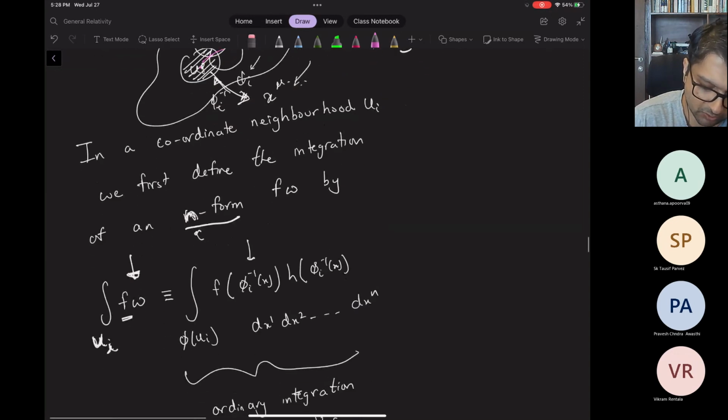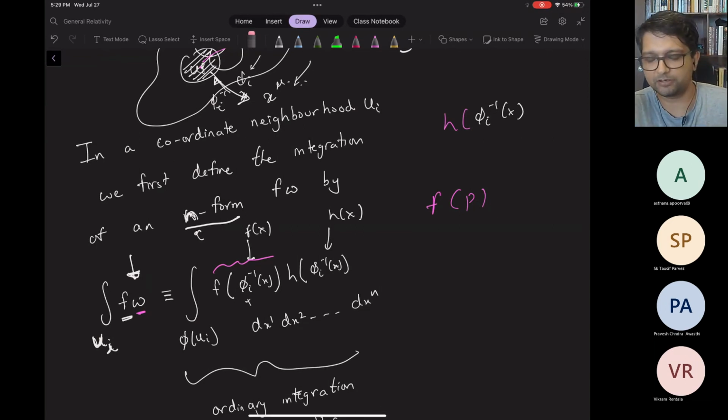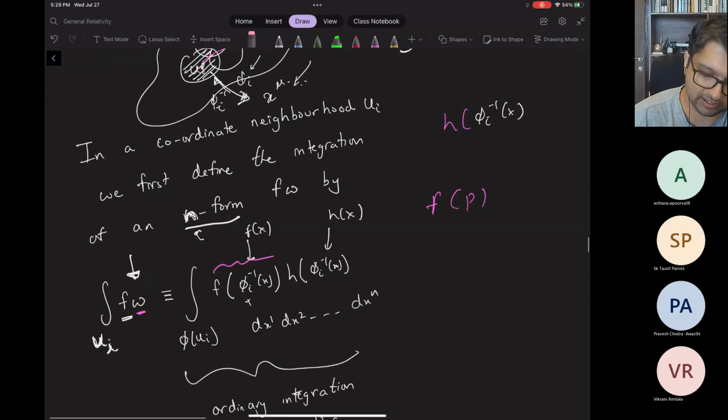Now we take f of phi I inverse x, which is the same as f of p, and we multiply by omega. We assume this n-form can be written in this coordinate patch as some function h of x, or if I want to be very precise, h of phi I inverse x. I could have written this as f of x also in shorthand. We inserted this phi because, strictly speaking, the function is of points on the manifold, not of coordinates. So there's one extra step to get from coordinates back to the point of the manifold, and from the point to its image under f.